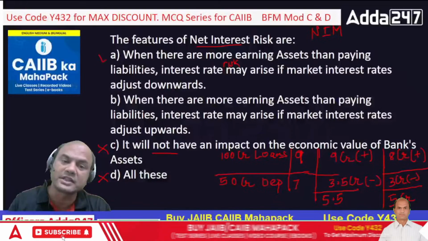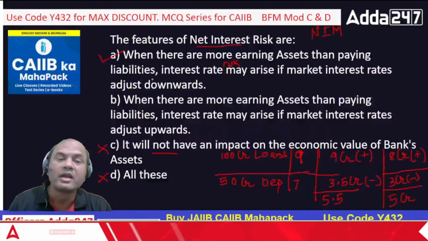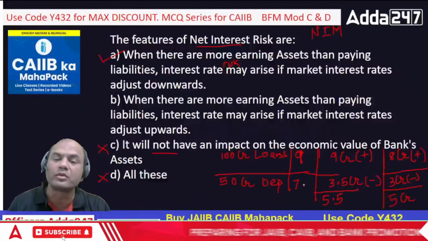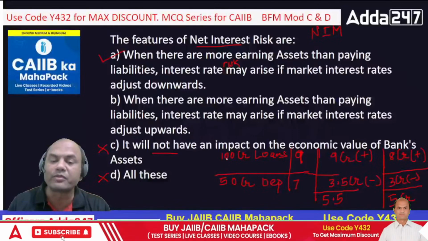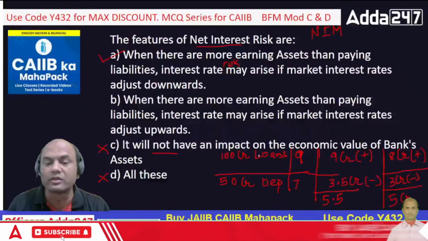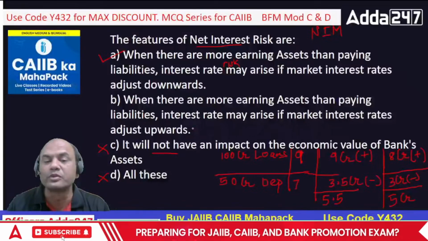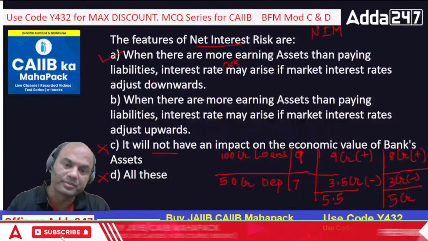Okay, so the answer is A over here. The reverse will be the case if my assets are less and liabilities are more. Means if I am having 50 crores of assets, loans and 100 crores of deposits, then if the interest rate moves up, I'll be in trouble.